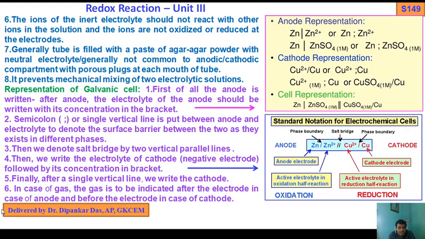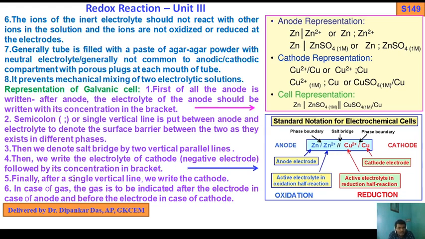Then the semicolon or single vertical line. This is the semicolon or single vertical line, put between anode and electrolyte to denote the surface barrier. Then we denote the salt bridge by two vertical lines. This is the salt bridge, two vertical lines. Then we write the electrolyte of the cathode. Cathode electrolyte means cations. So cathode here, copper 2 plus first, or copper 2 plus aqueous. Then a single vertical line or semicolon.